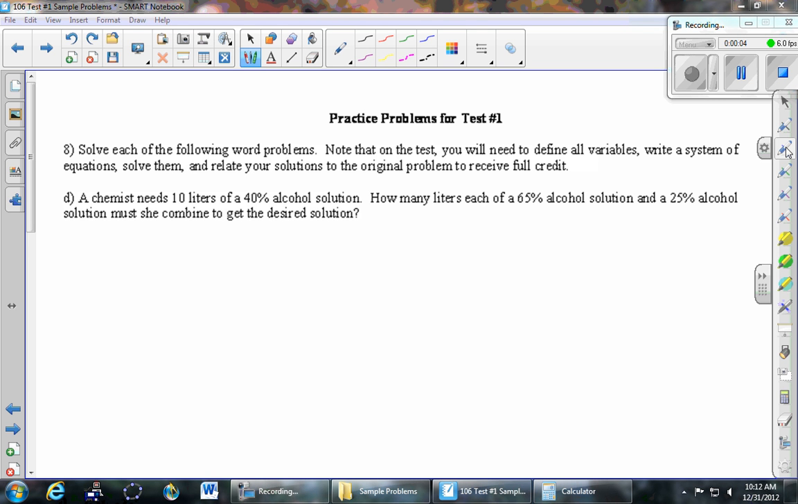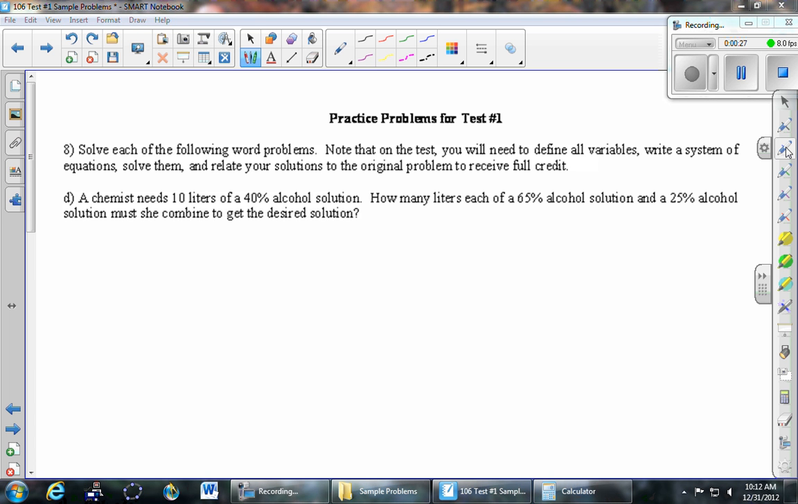This is problem 8D on the practice problems for test number 1. A chemist needs 10 liters of a 40% alcohol solution. How many liters each of a 65% alcohol solution and a 25% alcohol solution must she combine to get the desired solution? This problem is similar to stuff we've done in class, and we've used a table to help us organize all the information in this problem.